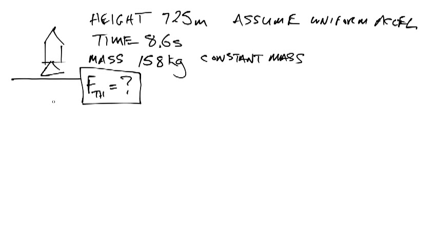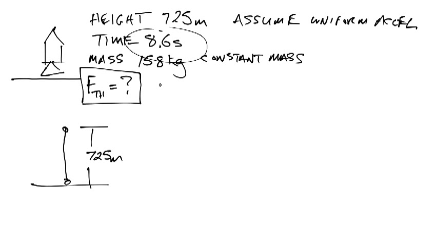Now, the rocket rises 725 meters, so almost 3/4 of a kilometer, and it takes about 8.6 seconds to accomplish that. The question is, what is the thrust force on the rocket? What we have to do here is draw the free body diagram of the rocket. Now I'm going to use a different color here for the force vectors.